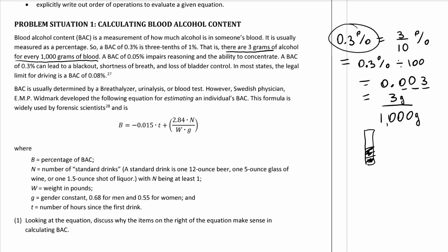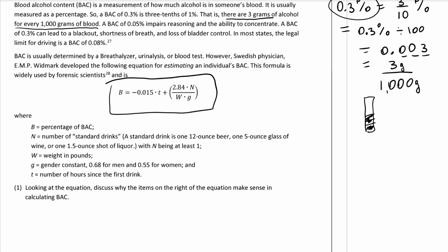Now, BAC is usually determined by a breathalyzer, urine analysis, or blood test. However, a Swedish physician, E.M.P. Widmark, developed the following equation for estimating an individual's BAC. This formula is widely used by forensic scientists and is given by this. Today's lesson will focus on this equation. Now check this out. It has a couple of variables. B is the percentage of BAC, so that's what we're discussing.